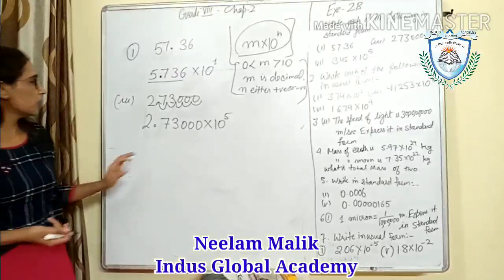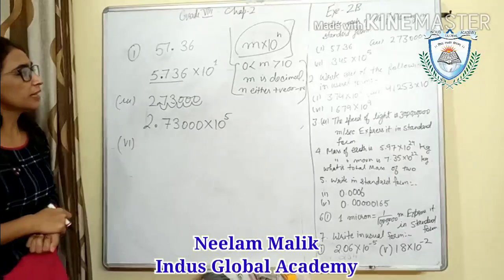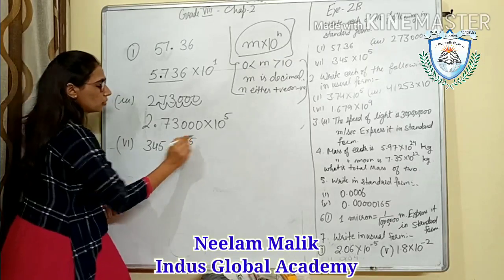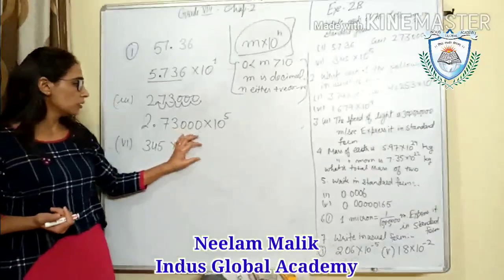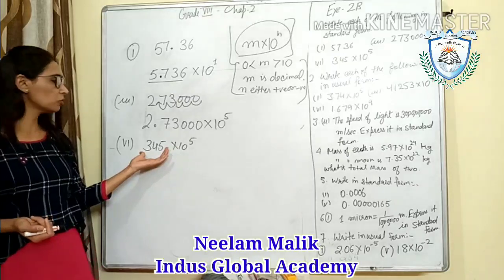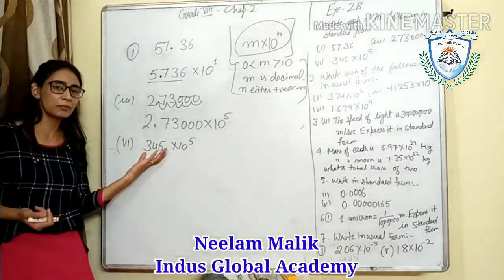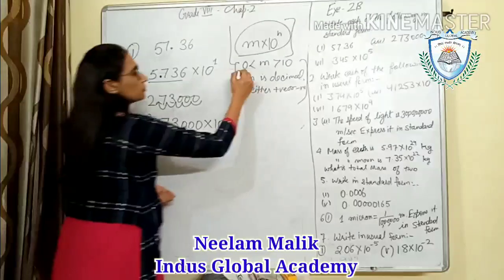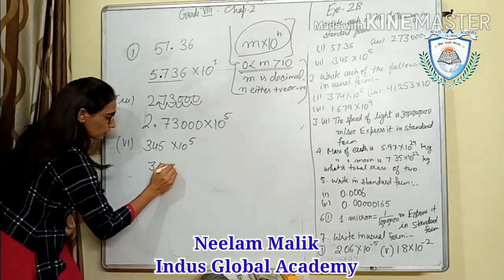Okay. Next, I have taken the sixth part, that is 345 into 10 raised to power 5. In this, 10 raised to power 5 is already given, but m is not a decimal number and not between 0 to 10. So we have to make it a decimal number, and its value should be between 0 to 10. So I'll just take 3.45.